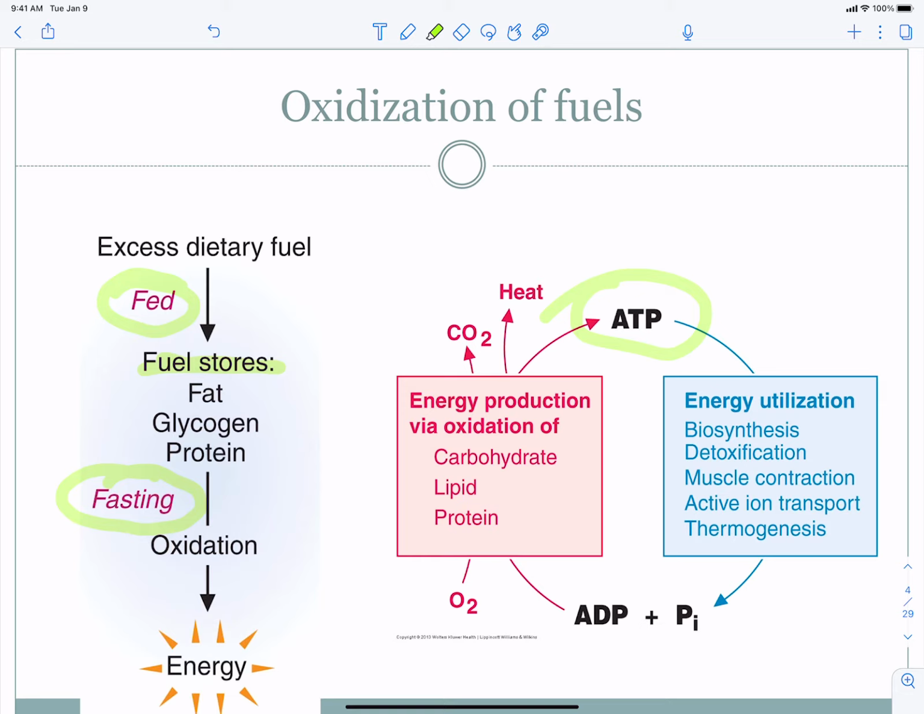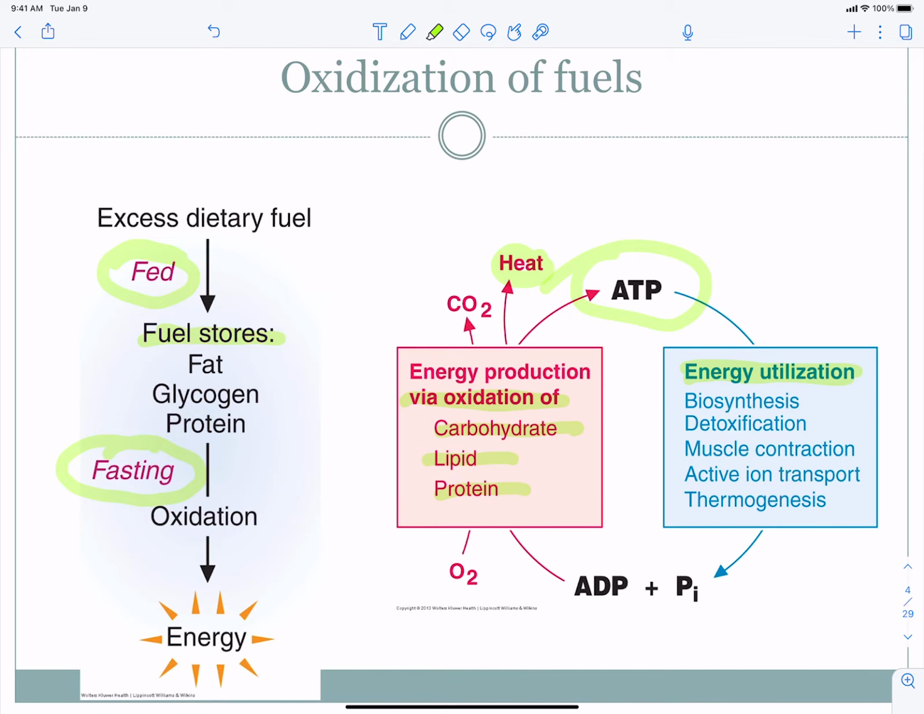When you're generating ATP, so you have production via oxidation of carbohydrates, lipids, and proteins, you're always going to generate some heat, and you're going to release carbon dioxide. And then when you're utilizing energy, you're going to be building something, biosynthesis, or you're going to be detoxifying, or you're going to be doing some work, etc. Those will be consuming ATP and generating ADP. And so this is a constant circle that we all go through as we are going through everyday life.